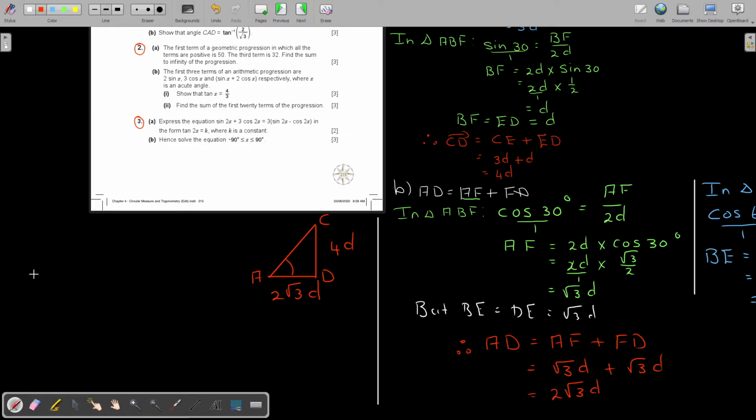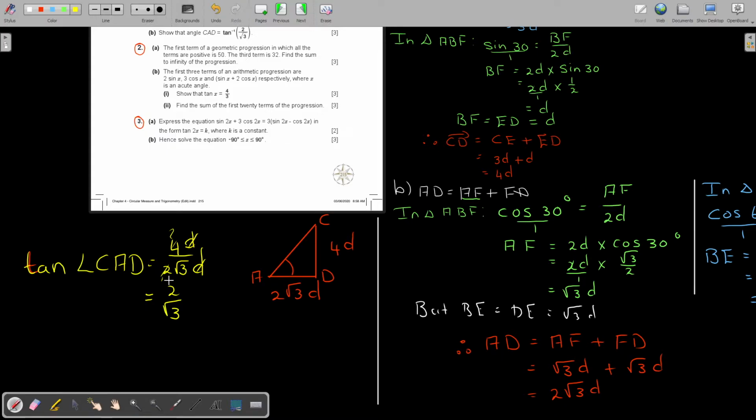So I'm going to say tan, okay, we can make it first yellow. So tan of angle CAD is 4D over 2 square root 3D. Okay. Now I can simplify. I can say that is equal, so it's going to be 2. The D's cancel out, and it's just the square root 3. The 2 on top, because it goes 1, 2, that.